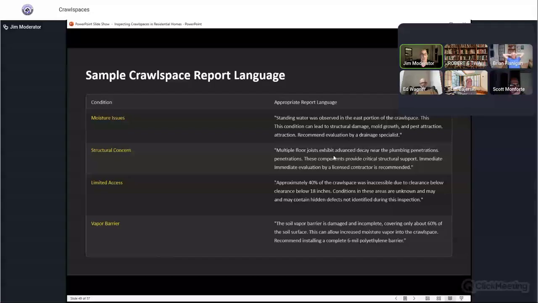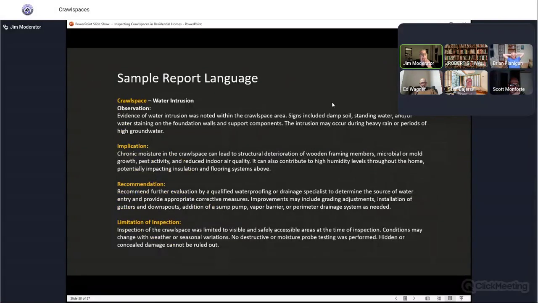So we want to have good report language. This is something I put in my reports, and I've been seeing more and more of, is observation. Evidence of water intrusion was noted within the crawl space area. Signs included damp soil, standing water, and or standing water staining on the foundation walls and support components. The intrusion may occur during heavy rain or periods of high groundwater.